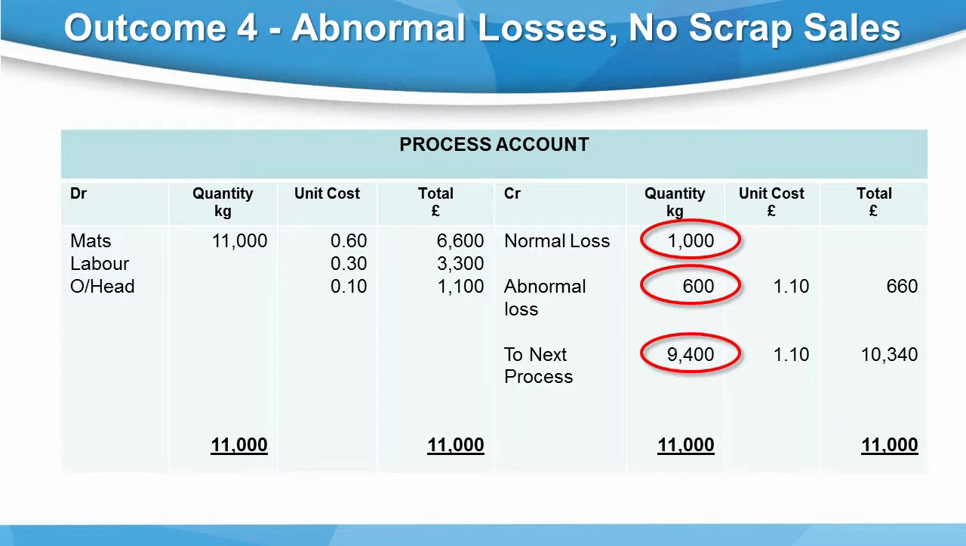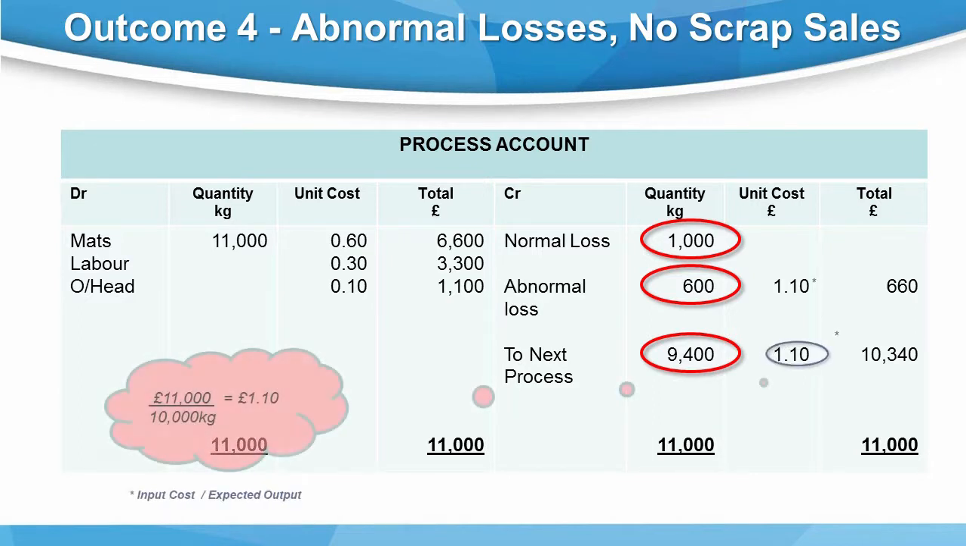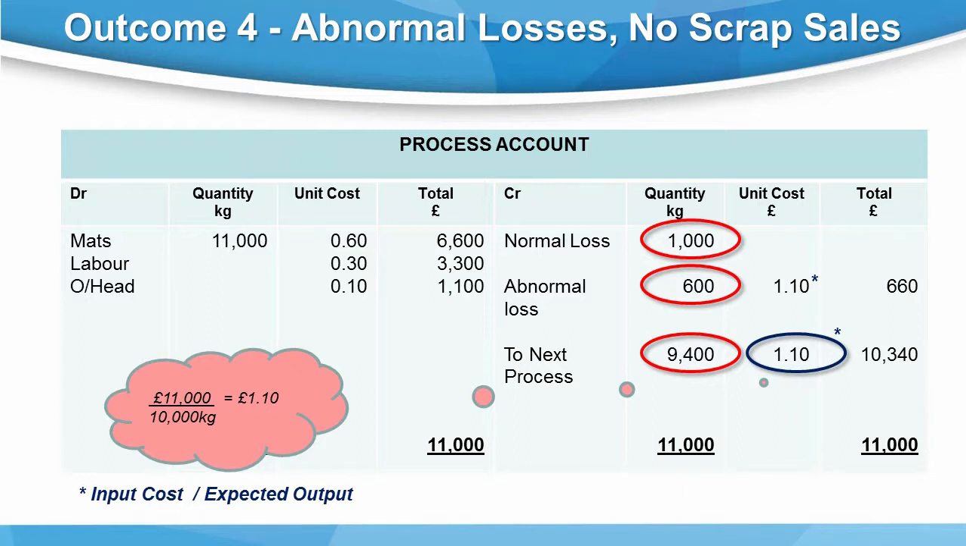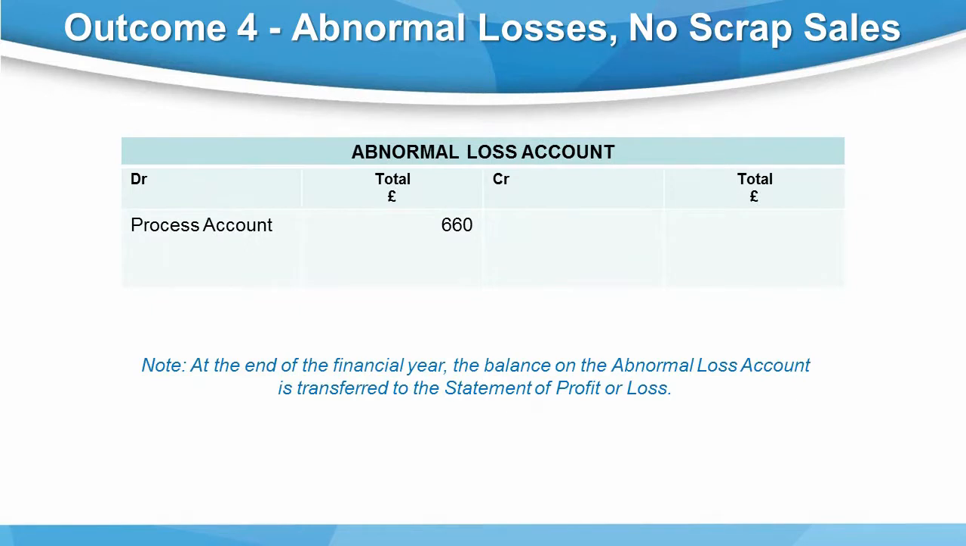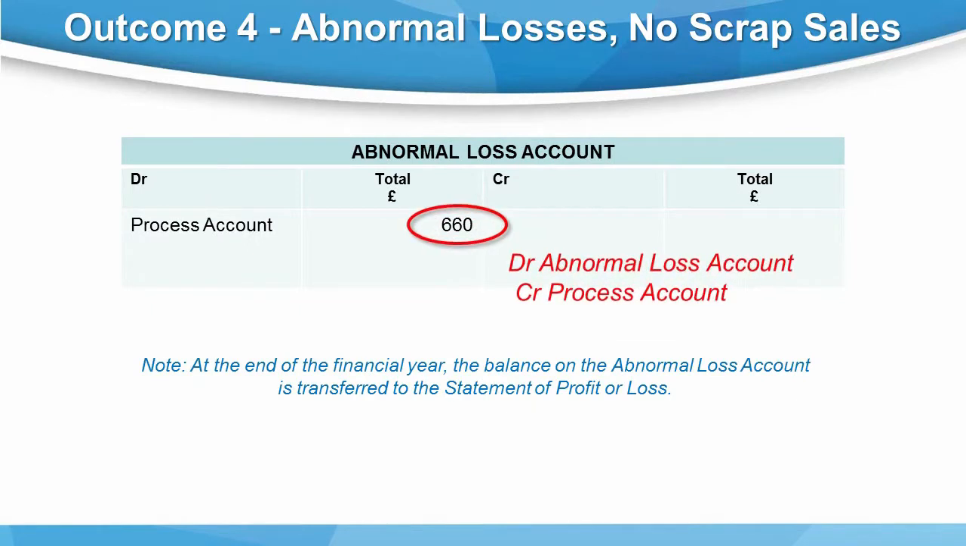These abnormal losses are valued at the same unit cost as the good production. So, in this case, £11,000 is divided by 10,000 kilograms to give a cost per kilogram of £1.10. This abnormal loss is debited to an abnormal loss account, in this case for £660. This is treated as an expense and will therefore reduce profit for that period. This also means that abnormal losses are highlighted to management, which should encourage someone to take some action.